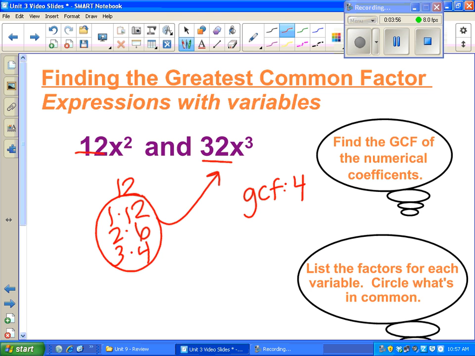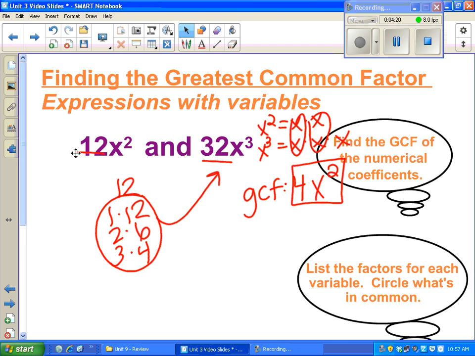In terms of the exponent, there are two ways you can think about this. You can see which one has the smallest exponent, because that's what they have in common. Or, x squared we know is x times x. X cubed we know is x times x times x. So what do they share? They share 2 x's, so that is x squared. So the GCF, either way, is x squared, or 4x squared, excuse me.